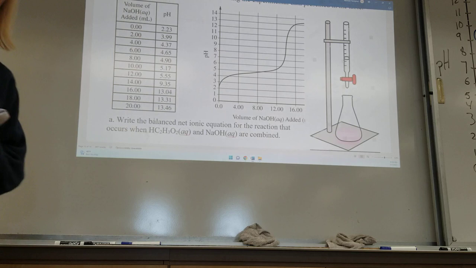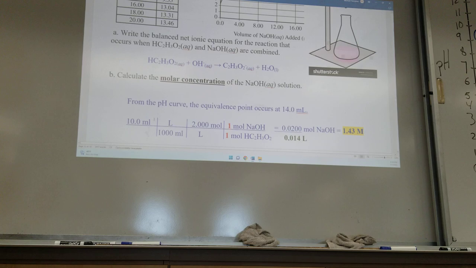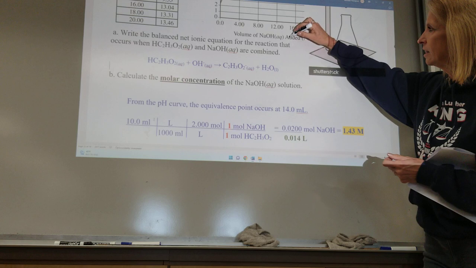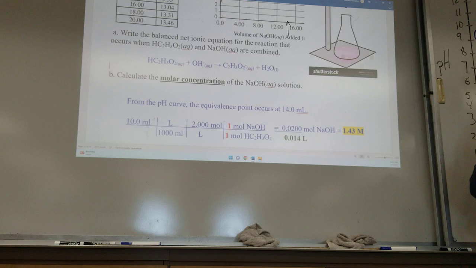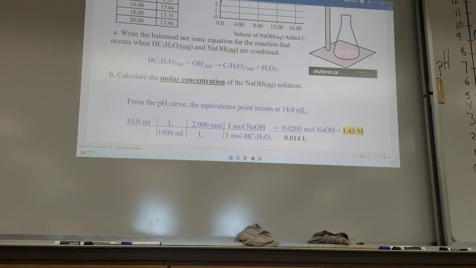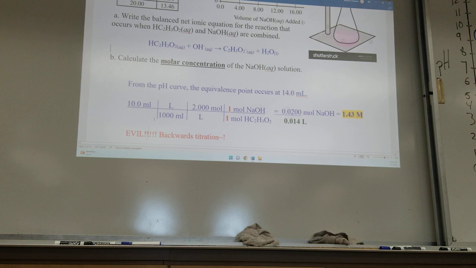So you're doing the math backwards. You want to start with the 10 mils, go to the concentration of your acid, then it's a 1-to-1 ratio. The volume required in the burette is about 14, divided by the volume in the Erlenmeyer. Backwards, yes. Let's say we estimated 13 or 12. That's fine. It's all good. Okay, label that: evil backwards titration.